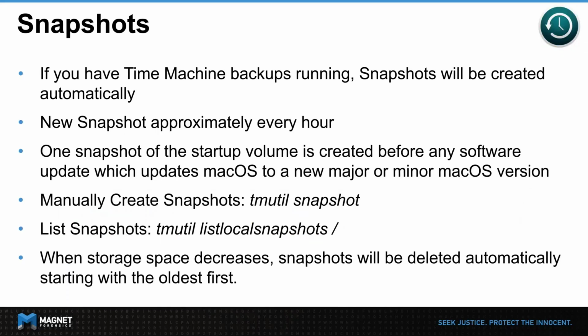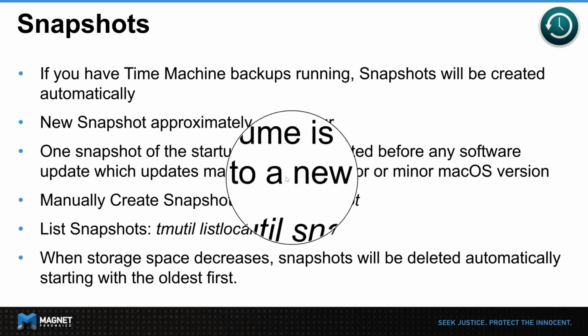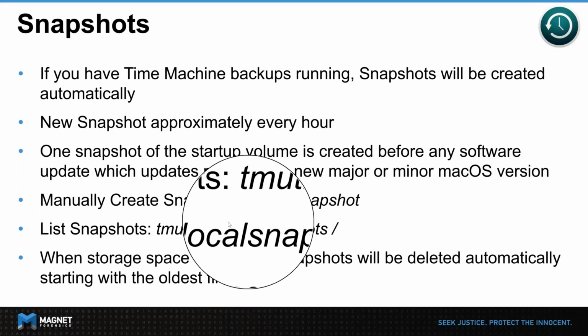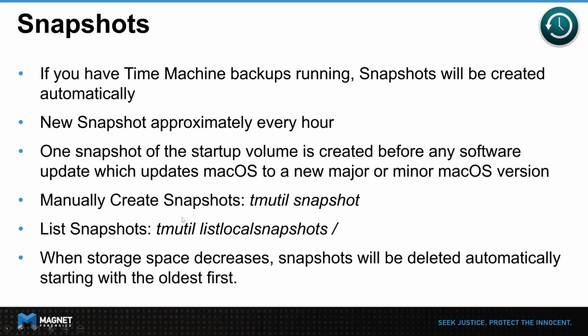Snapshots. So if you have Time Machine running, you're going to have snapshots being created automatically, roughly a new snapshot approximately every hour. And you're going to have snapshots automatically being created if there's any sort of software updates, just because Apple wants to make sure that your data is protected. If you are looking inside of the bash history and you see things in here like tmutil snapshot or listing the snapshots, once again, they're going to be able to manually create snapshots as well and list those. But snapshots will be deleted automatically, starting with the oldest as the machine is running out of drive space.